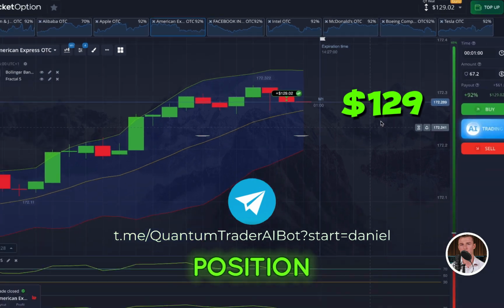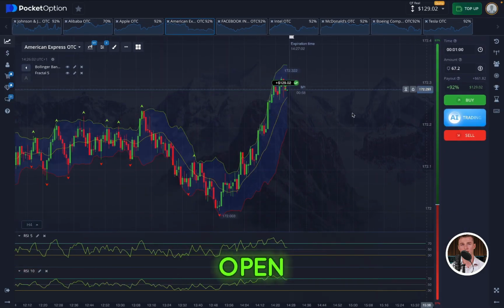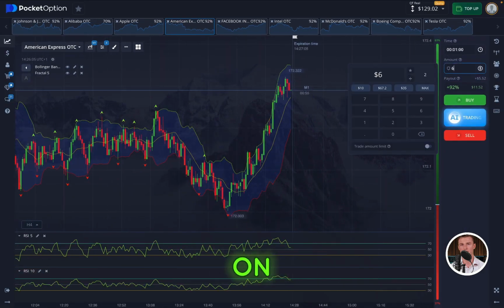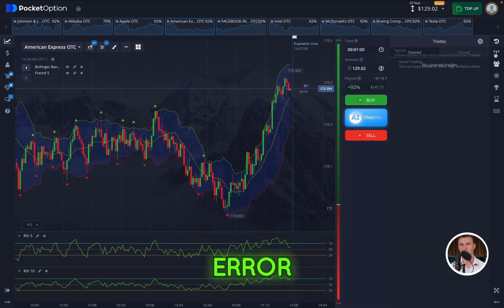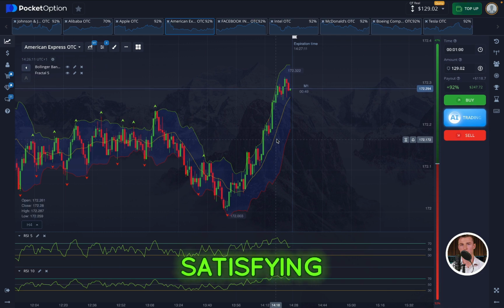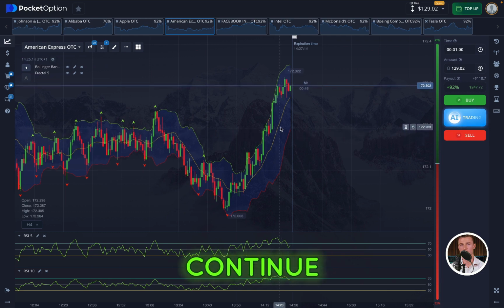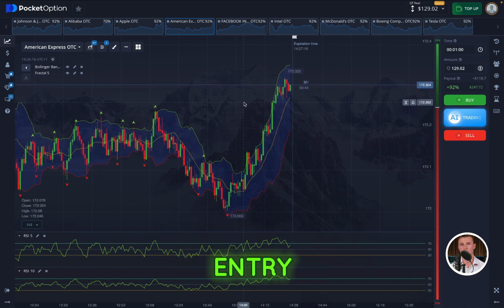Let's see the result. And the position closes in plus perfectly. Let's open further, also on the maximum balance amount. No margin for error. In order to get to an even more satisfying profit, let's continue and pick up the next entry point.